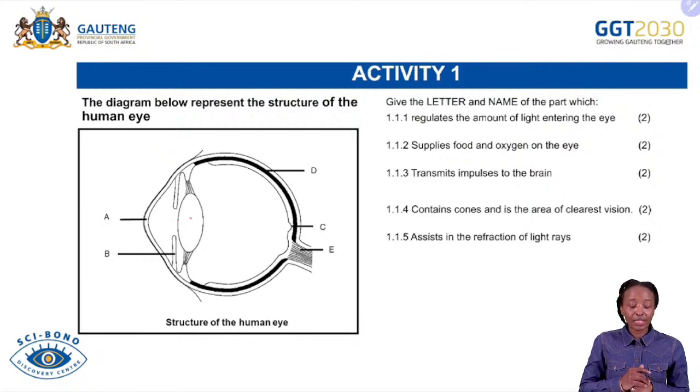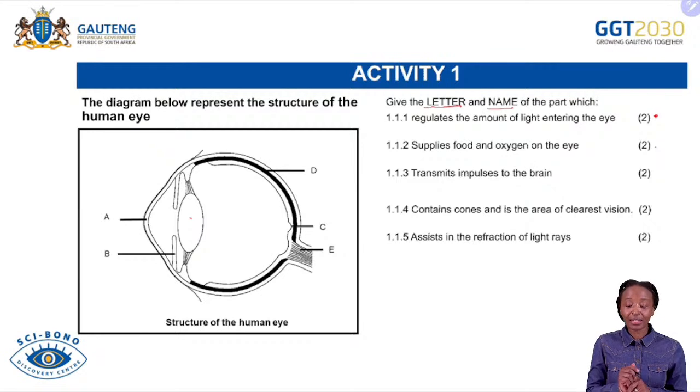So this question says, the diagram below represents the structure of the human eye. So we can all see that this is the human eye, the longitudinal section of the human eye. And then the question is, give the letter and the name of the part which... So what is important here? The question says, give the letter and the name, which is why you see that there are 2 marks for each. So you give the letter and you give the name. So the first question says, this part regulates the amount of light entering the eye.